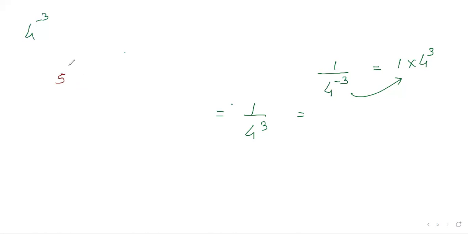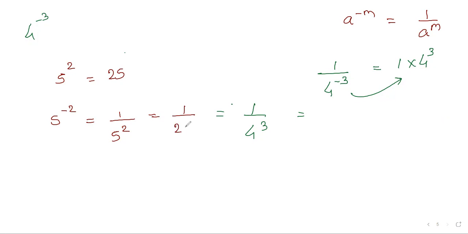What is 5 square? 25. Now you tell me, what should be 5 raised to minus 2? According to our formula, a raised to minus m is actually 1 upon a raised to m. So it should be actually what? 1 upon 5 raised to 2. What is 1 upon 5 square? 1 upon 25. Yes or no?